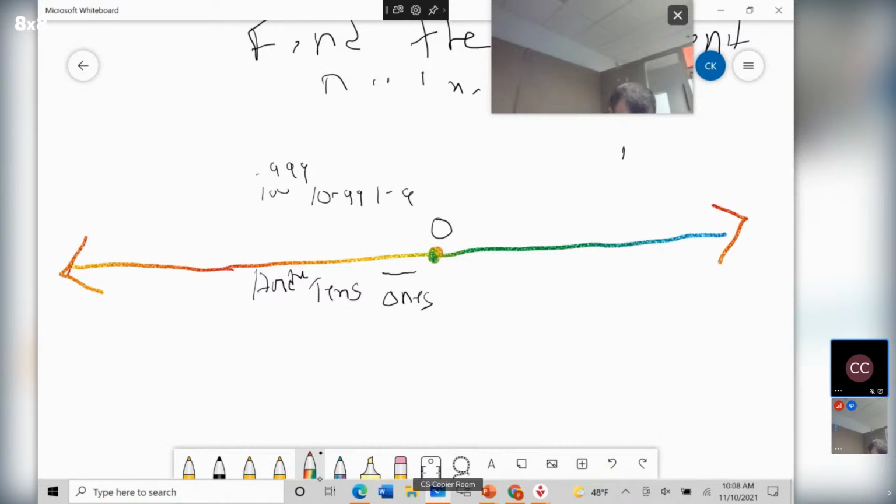Then this next place, these are all places right here, would be the thousands. And that's going to be 1,000 up until 99,000. Okay. But then when we get to the other side of the decimal, in decimals, we call it the tenths.